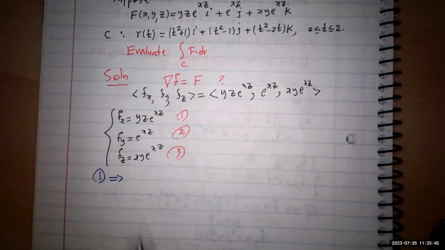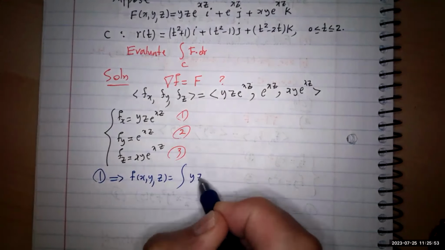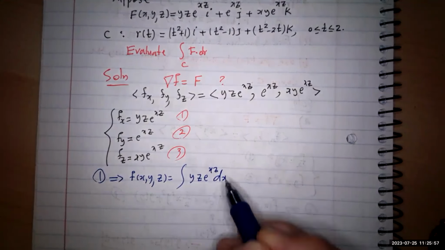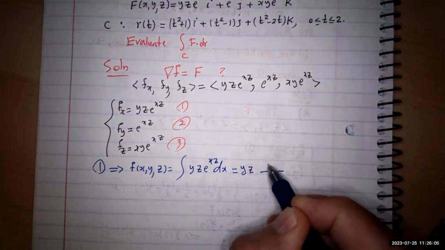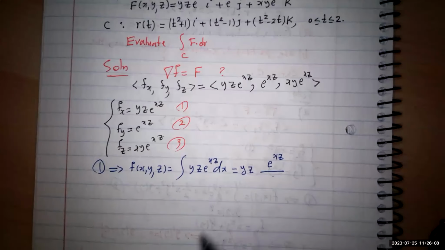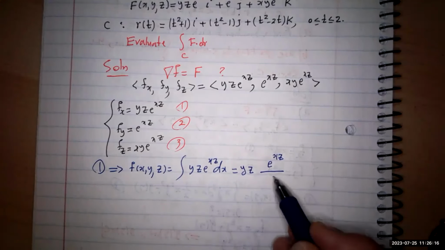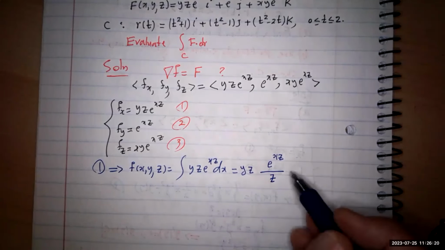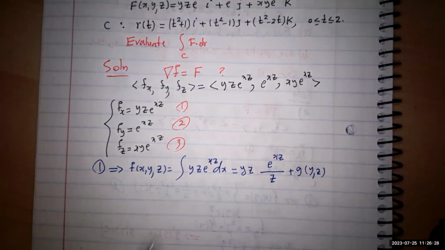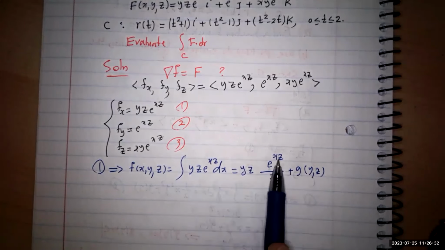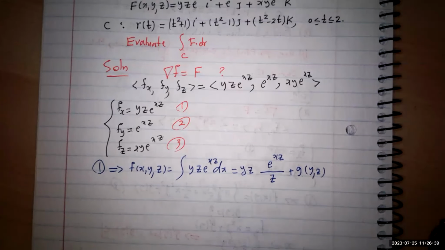So start with number 1. I integrate, so the function f of x, y, z is the integral of yz e to the xz with respect to x. The yz is considered to be constant. The exponential function never changes, e to the xz, but you have to divide by u prime. Remember, you integrate with respect to x, so if you differentiate with respect to x, the derivative would be z, divided by z. Then you have a constant, but your constant can be a function of y and z. Any question? So the exponential function is divided by u prime, which is going to be z. Now we get a chance to simplify the z's.